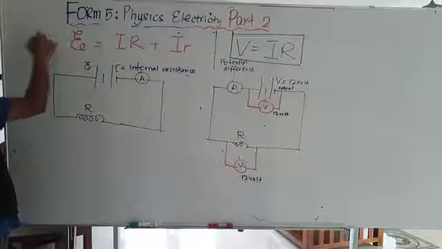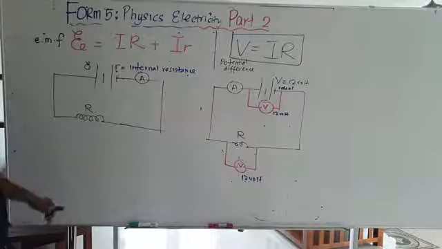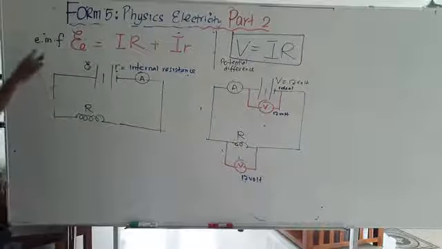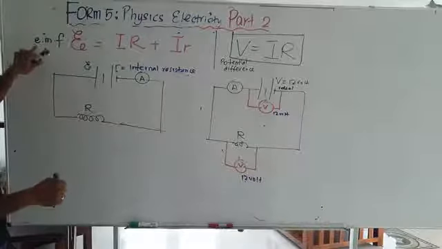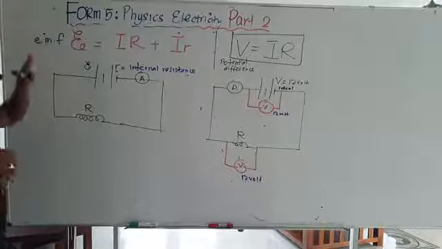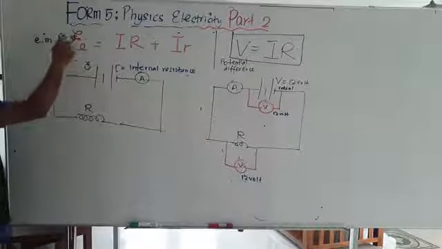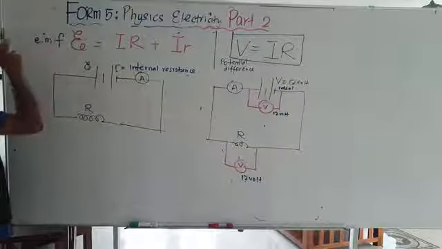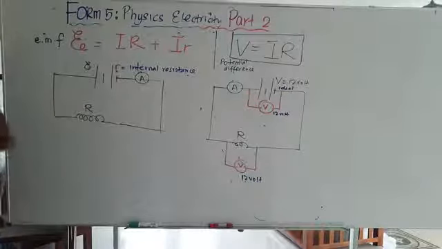This is called EMF or electromotive force. Electromotive force. What's the meaning? Electro means electron. Motive means motion, push, force. Force to push the electrons to move. You get it? So what's actually voltage or potential difference? The potential difference is actually the force which enables the electrons to move. EMF. Are you clear? All right, got it.